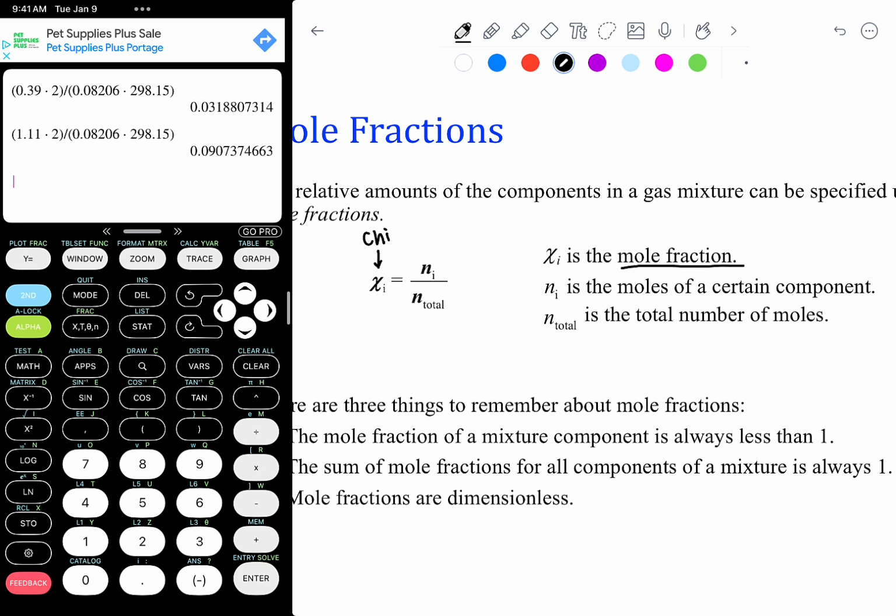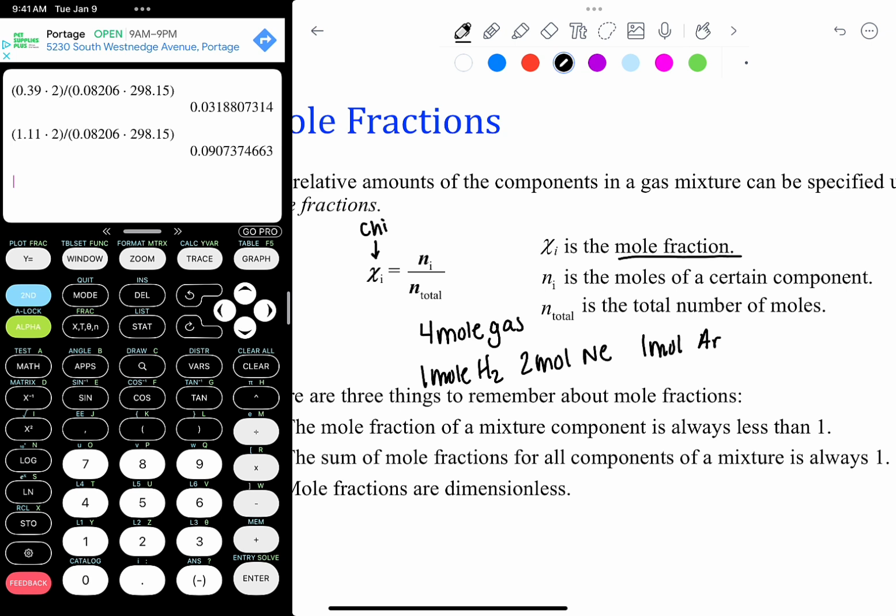So if I have 4 moles of gas, and I know 1 mole is made up of hydrogen gas, 2 moles is neon, and 1 mole is argon, well, we could find that there is 1 over 4 for a fraction of hydrogen, 2 over 4 for a fraction of neon, and 1 over 4 for a fraction of argon. We could simplify 2 over 4 to 1/2, that's totally fine. It's just the part over the whole.